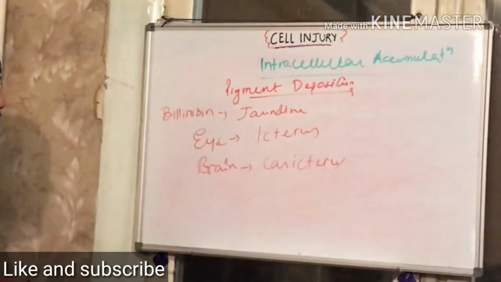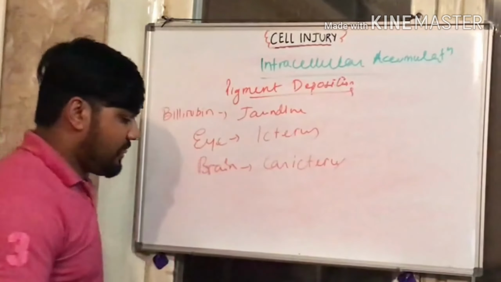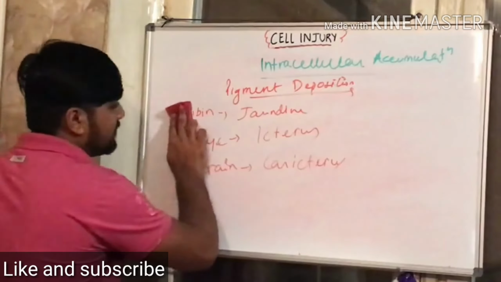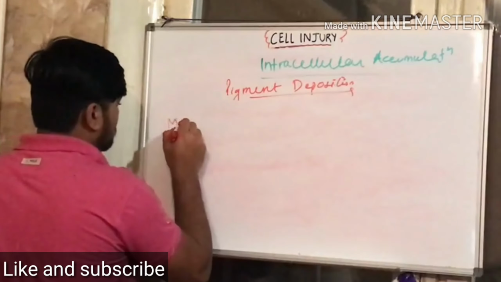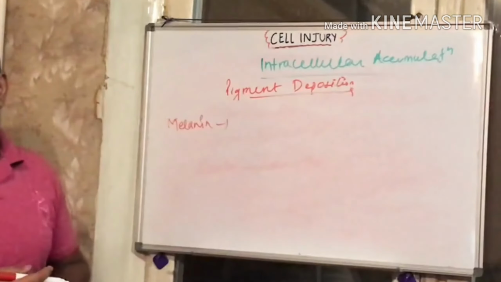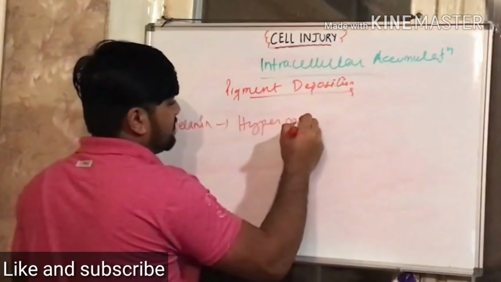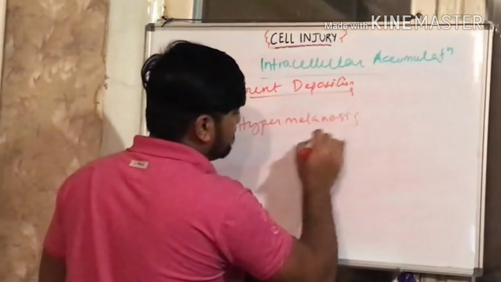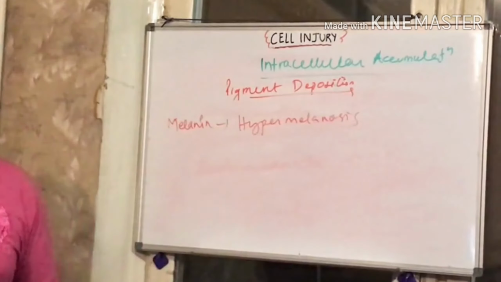The second pigment that we'll talk about is melanin. Write down melanin. Excess accumulation of melanin in the body is known as hypermelanosis. Just write it down. That's enough to know about melanin. Hyperaccumulation is known as melanosis.